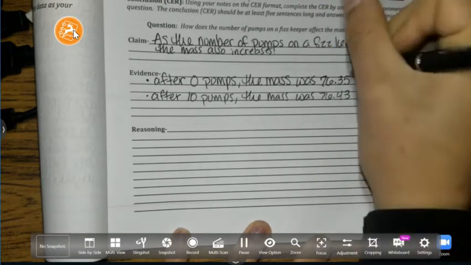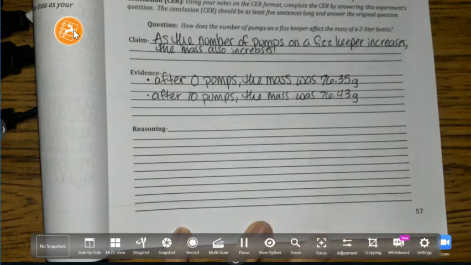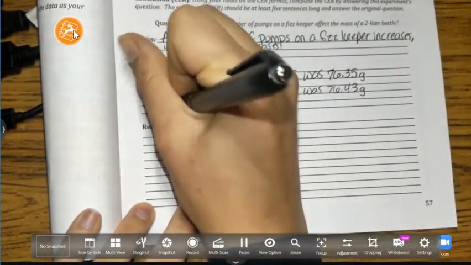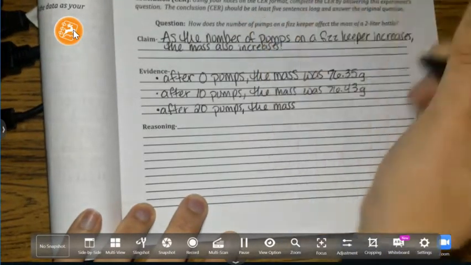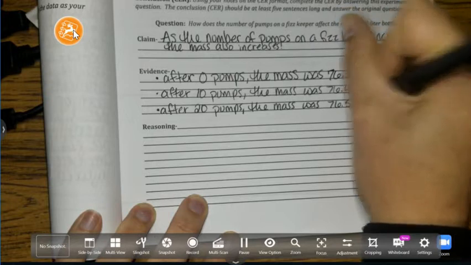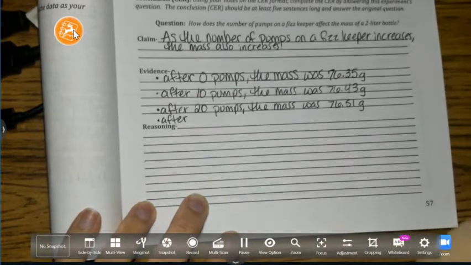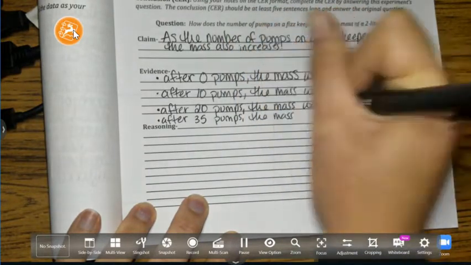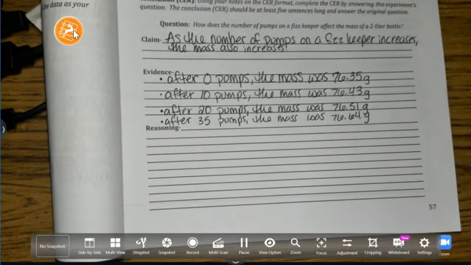As long as you're showing it increases, oh, I forgot grams, sorry. And you're telling me what these numbers are. Please don't ever write like 0 equals 76.35. I have no idea what that means. No, you just need to pick 4 that show there was an increase. So those are the 4 I chose.